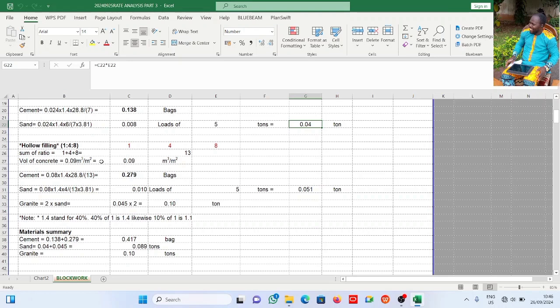The hollow fill is made of usually weak concrete, 1:4:8. Some of ratio is this. The same thing we are going to do. We already know the volume of the fill. All right. So that is what we have here. We already know the volume of the fill. So this times that gives me this number for cement.